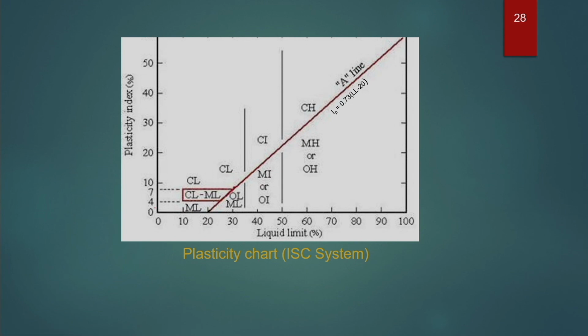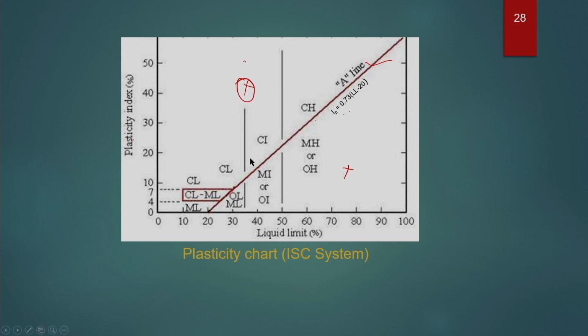You can see a plot has been drawn between the plasticity index and liquid limit. This is the A line. The equation for this A line is IP equals 0.73 LL minus 20. Now, from the liquid limit value, we need to plot over here. If it is above the A line, that means it is a clay, and below the A line it will be silt.